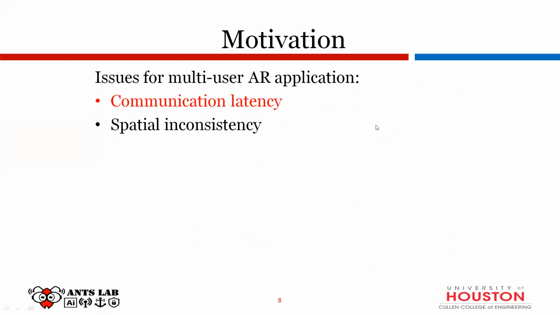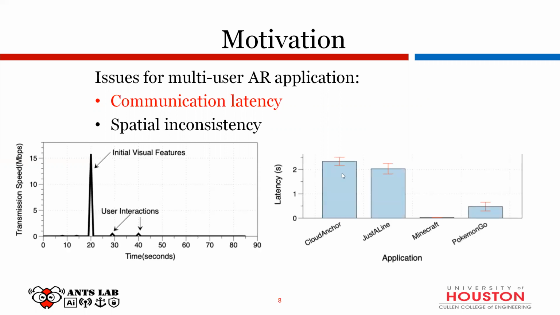So what is the issue with this type of multi-user AR application? First is the communication latency. As you can see, every time Alice places something, Bob has to wait for a moment to get the information that Alice provides. This is an example of the communication latency.